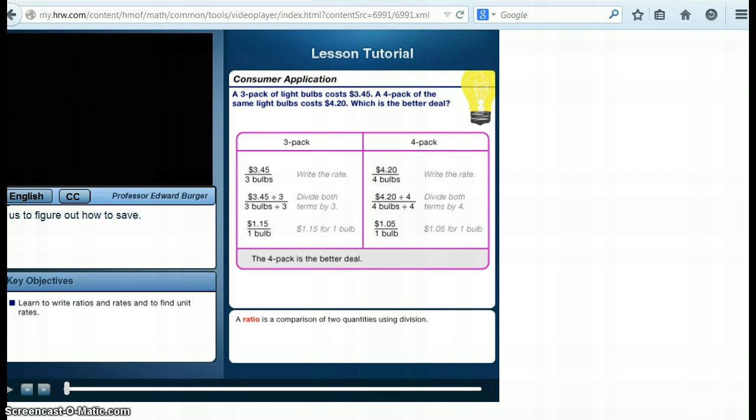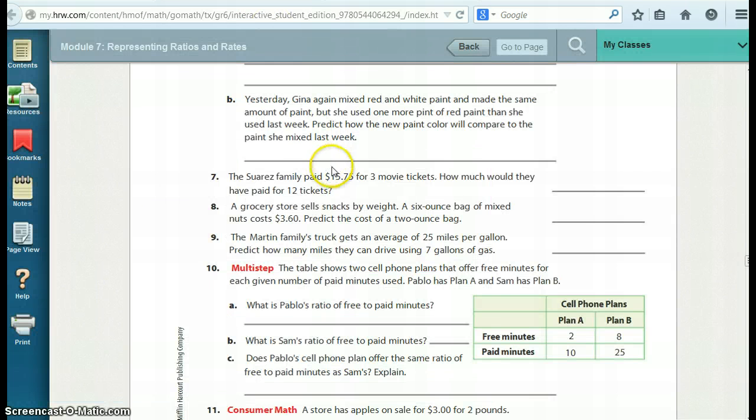Alright, now we're going to try it out ourselves. Right here, number 7 says, the Suarez family paid $15.75 for 3 movie tickets. Now the fact that you're seeing this price for 3, you know you're going to have to deal with a unit rate because now we've got to figure out how much they would pay for 12 tickets. Well, to get from 3 to 12 would be one way to solve it, or you can get the unit rate.